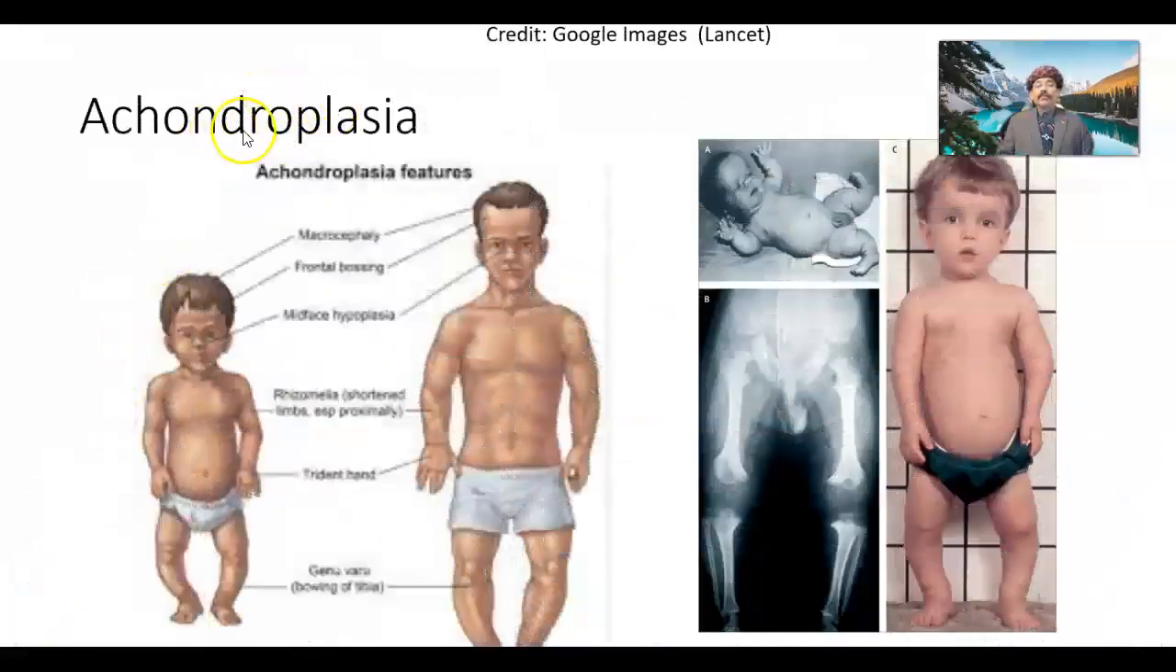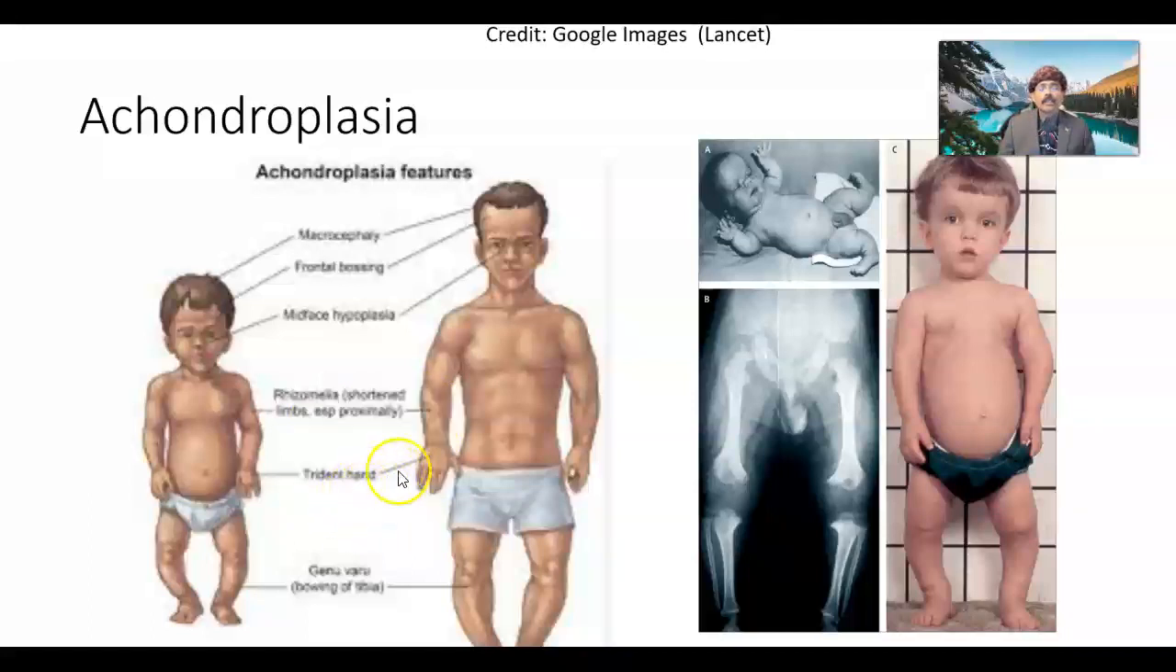So these are the features we are looking at. There will be macrocephaly, comparatively frontal bossing, mid-face depression at the root of the nose, rhizomelia, shortened limbs. Limbs are short, and especially the proximal segments are short.